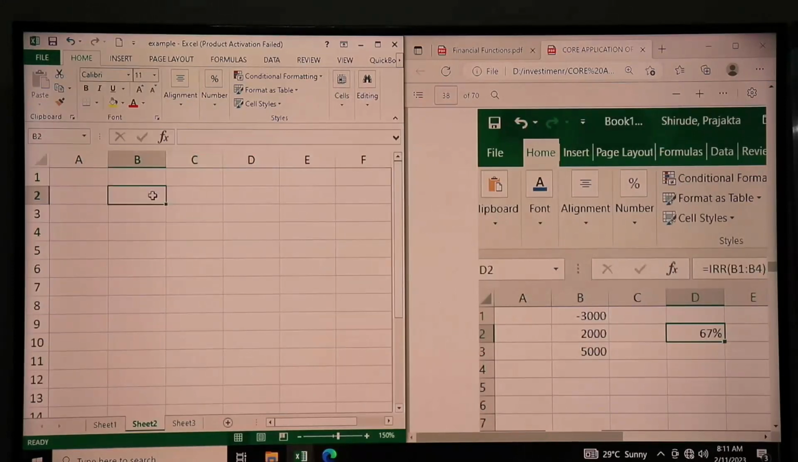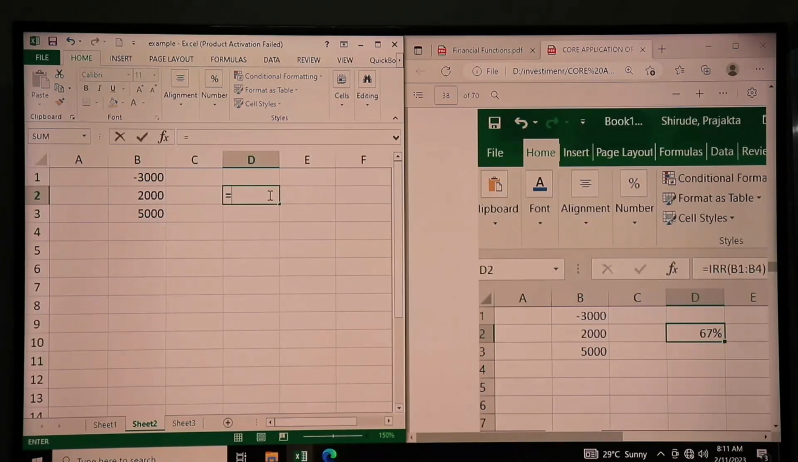Then I will type these numbers, starting with minus 3,000, followed by 2,000. So the first one indicates the amount invested. The second one is the return for the first period and the return for the second period. And you are told to get the internal rate of return for this. How do you get this?